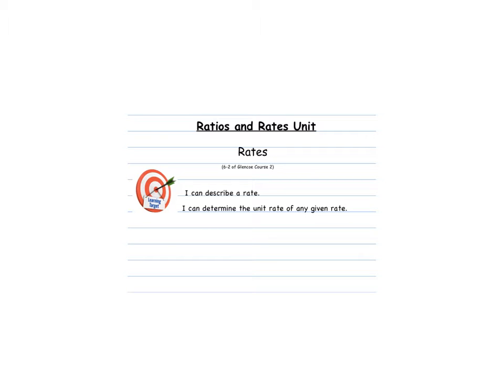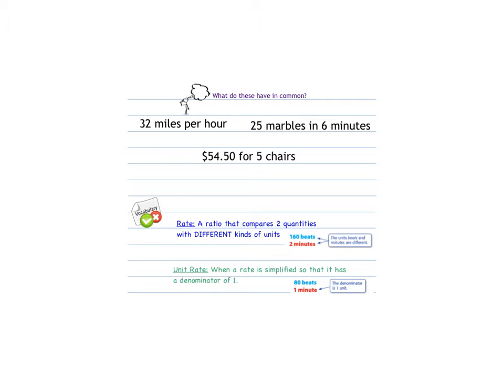6th graders, we are still on our Unit 5, Rates and Ratios unit, and this lesson is on rates. Our learning target is being able to describe a rate and being able to determine the unit rate of any given rate. So we look at these right here: 32 miles per hour, 25 miles in 6 minutes, $54.50 for 5 chairs. These are all examples of rates.